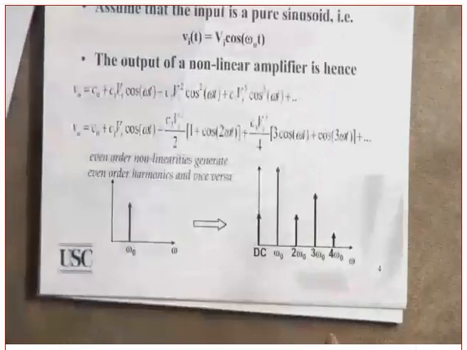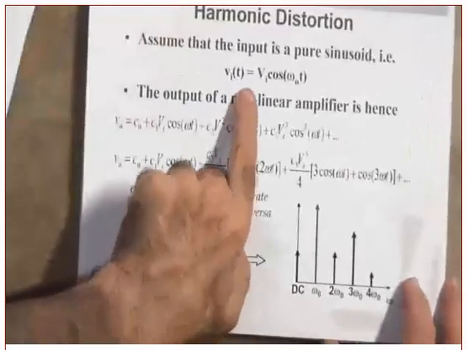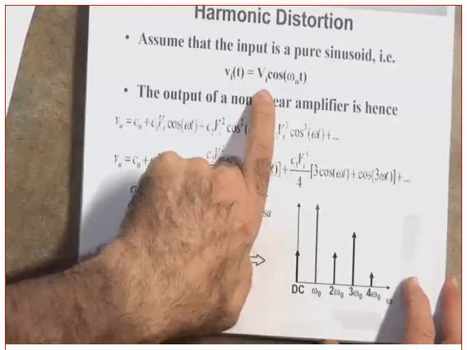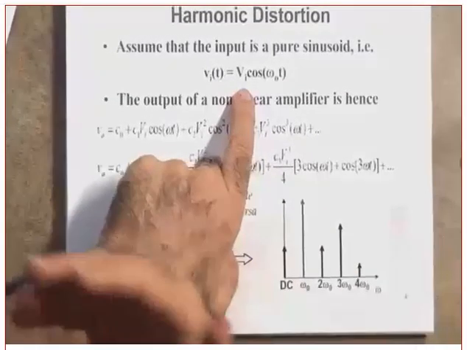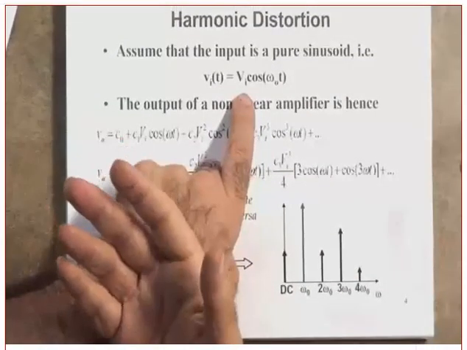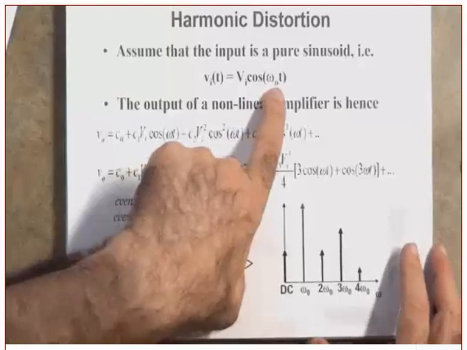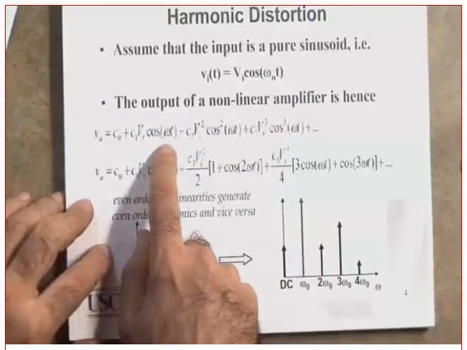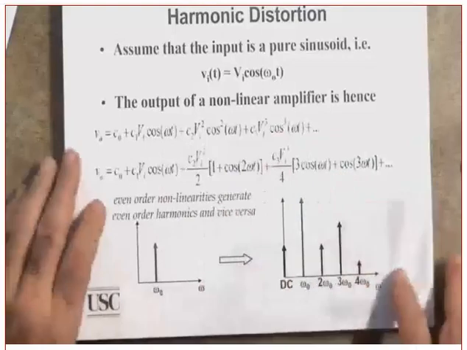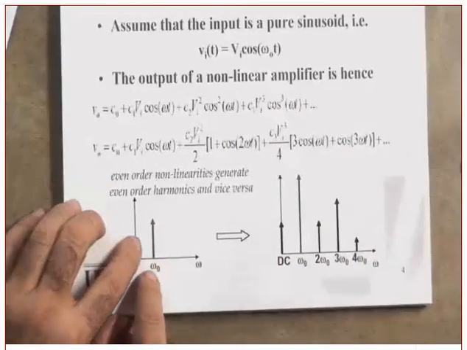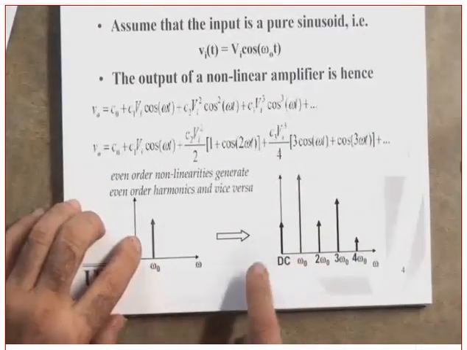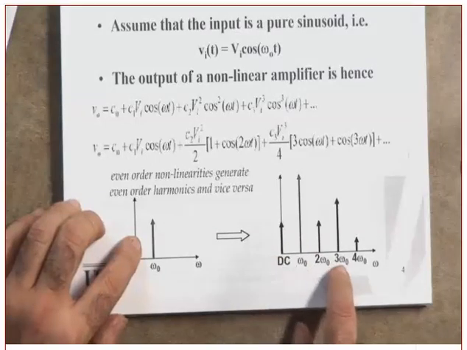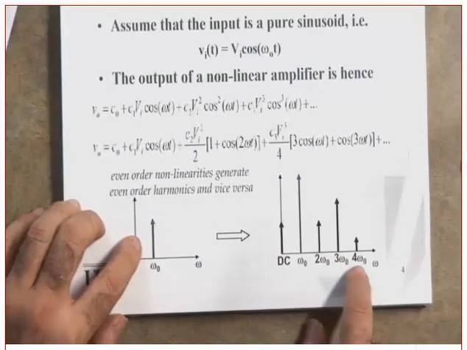Okay, good. So now we applied VI cosine omega naught t. Now VI, again, as I told you, is usually a very weak signal because it's coming from some distance. Clear? The output of the nonlinearity is this: C naught, C1 VI cosine, and all of these things. We see that the omega naught component created a DC component, omega naught component, 2 omega naught component, 3 omega naught component, 4 omega naught component.